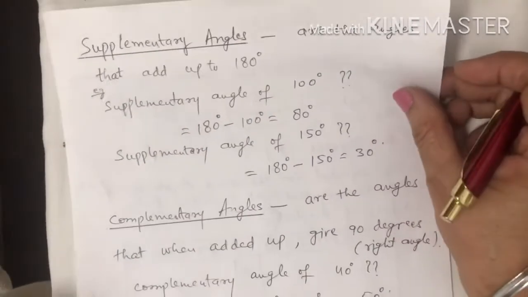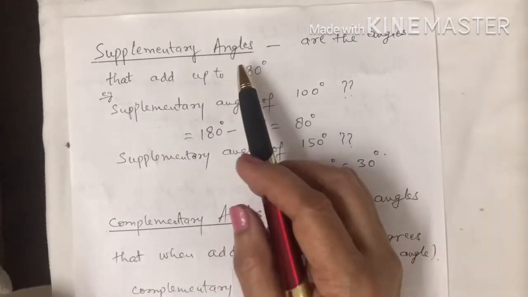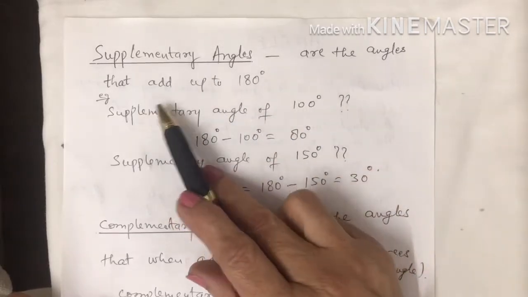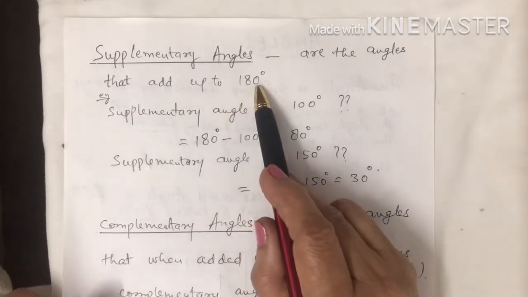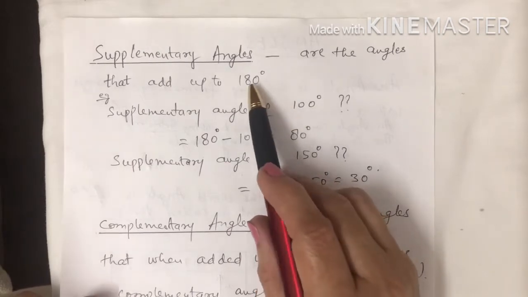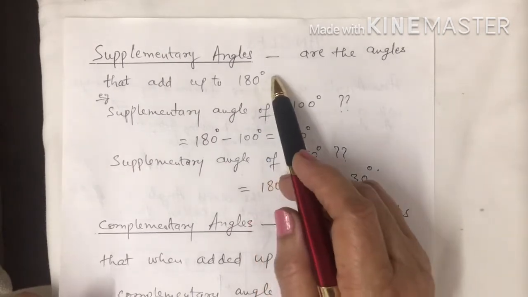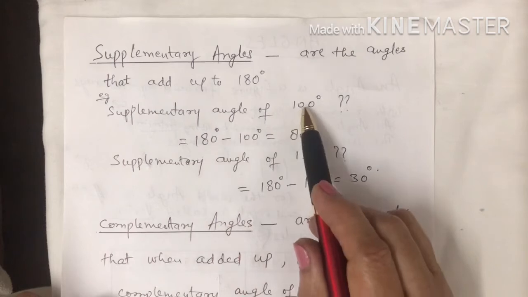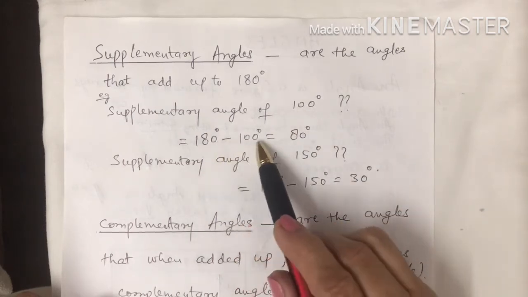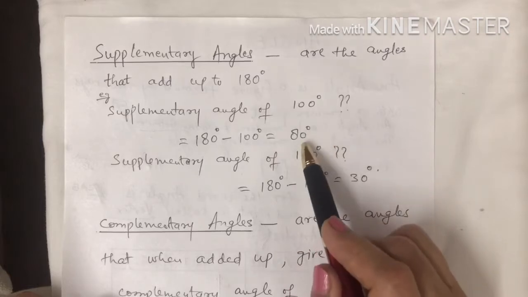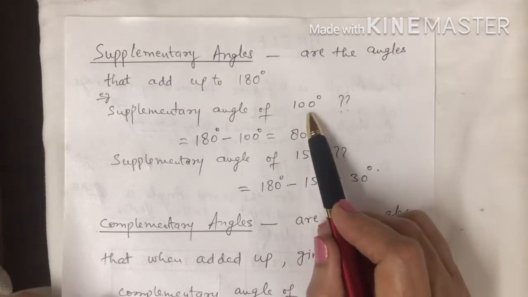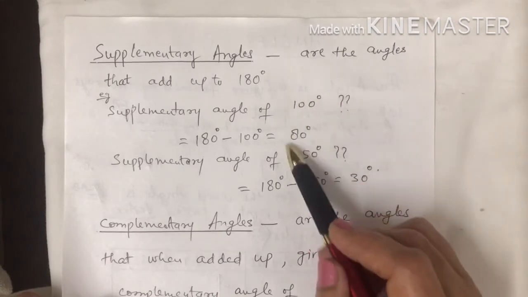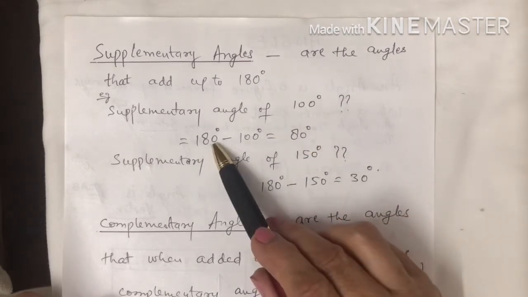And now we will come to the supplementary angles. What are supplementary angles? Supplementary angles are the angles that add up to 180 degrees. That means when two angles are joined, their sum should be 180 degrees. Like what will be the supplementary of 100 degrees? 180 degrees minus 100 degrees is equal to 80 degrees. That means 100 plus 80 is equal to 180 degrees.